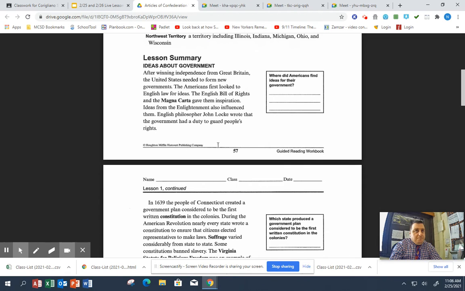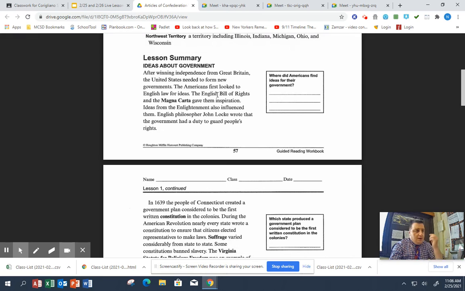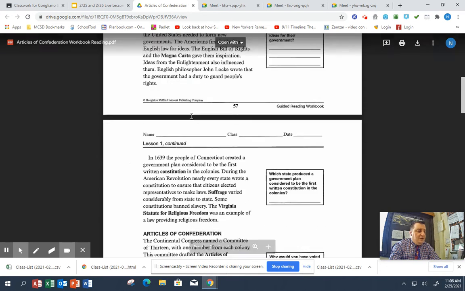Kind of the fact that the Enlightenment happened before the English Bill of Rights, that's where the English Bill of Rights came from too. So there was a large influence from the Enlightenment.